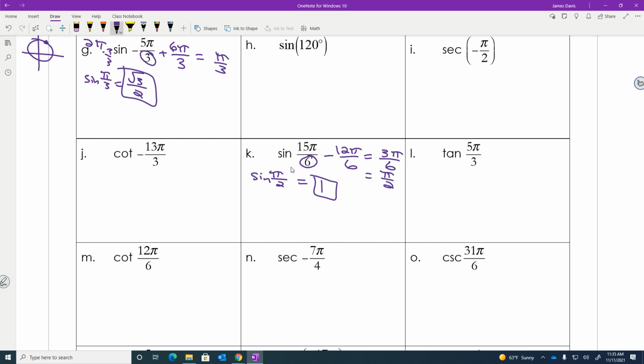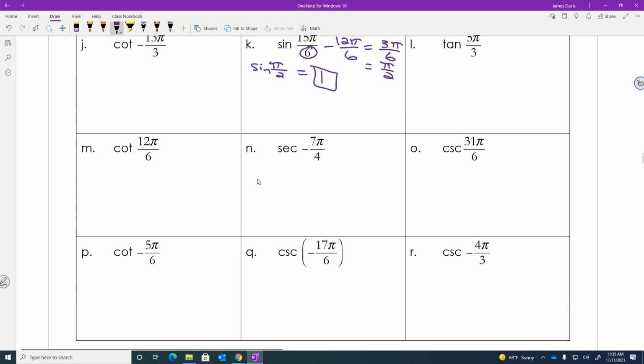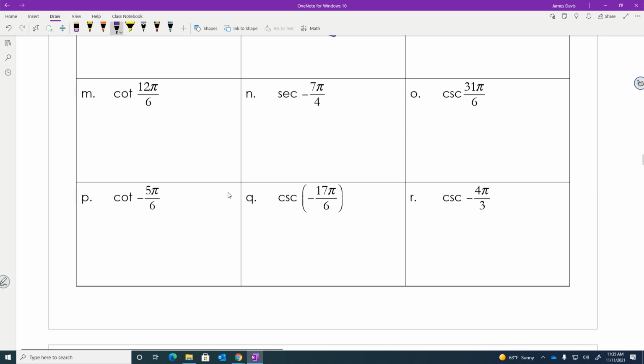What's another one? You guys pick one or two. Alright. Cosecant of negative 17 pi over 6.